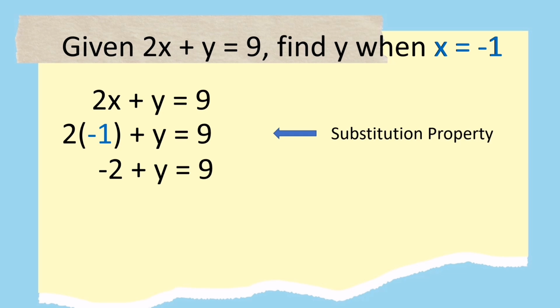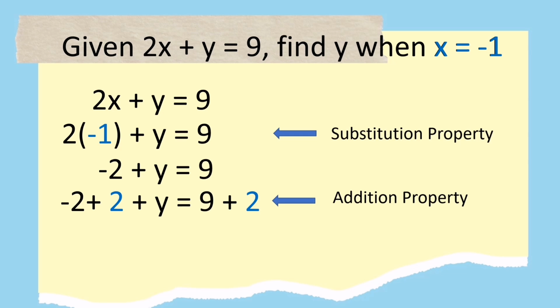And to isolate y on the left side of the equation, we will add positive 2 on both sides of the equation, applying the addition property of equality. So we have negative 2 plus 2 plus y is equal to 9 plus 2. Simplifying this becomes y equals 11. So, when the value of x is negative 1, the value of y is equal to 11.